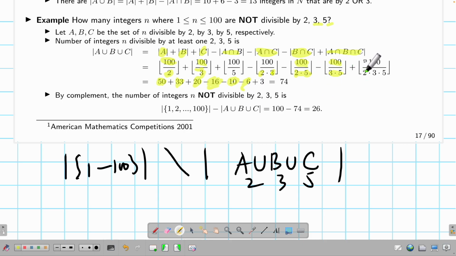And what's this? The number of integers divisible by 2 and 3 and 5. That means divisible by 30, which is 3 of them, basically 30, 60, and 90, right? So you get all these numbers, then you count them. There are 74 numbers in 100 that are divisible by 2 or 3 or 5. And then the not will be 100 minus 74, that's 26. So that's how you solve it.